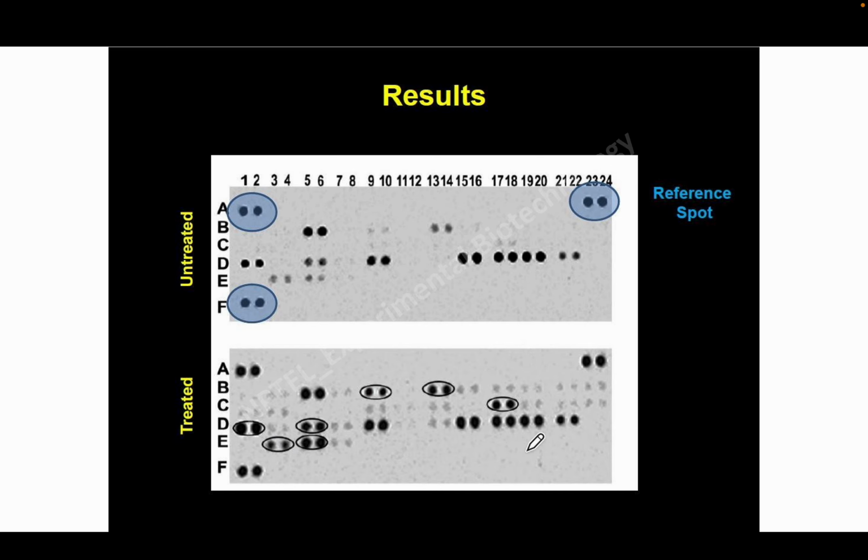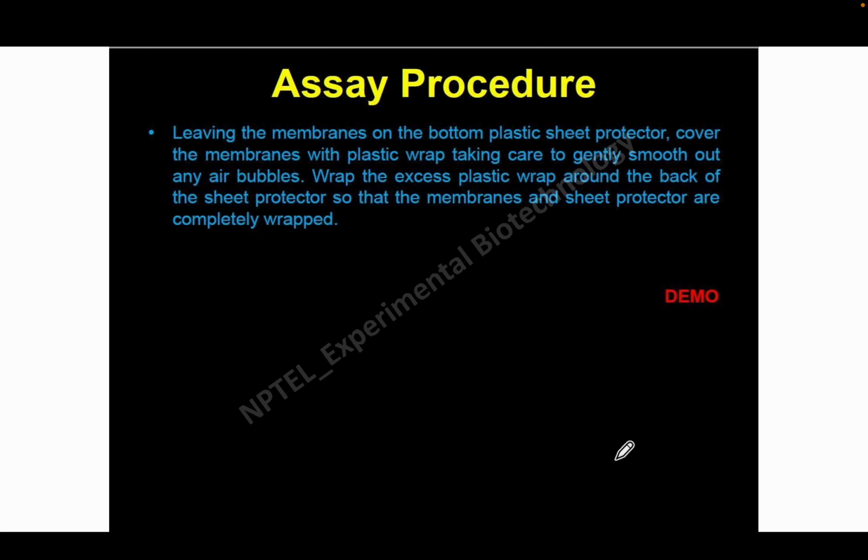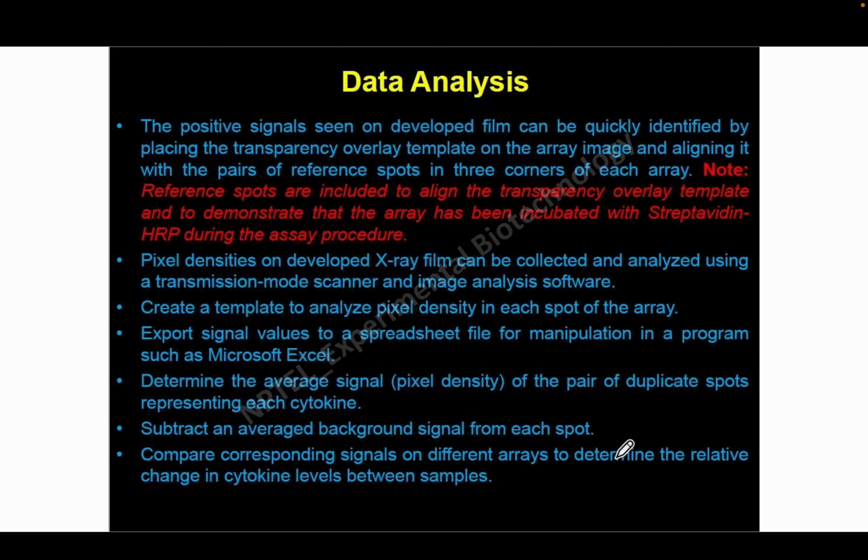So yeah, those things are getting lighter. Now the data analysis part is that the positive signal seen on developed film can be quickly identified by placing the transparency overlay template on the array image and aligning with the pairs of reference pods in 3 corners of each array. Reference pods are included to align the transparency overlay template and to demonstrate that the array has been incubated with streptavidin HRP during the assay procedure.